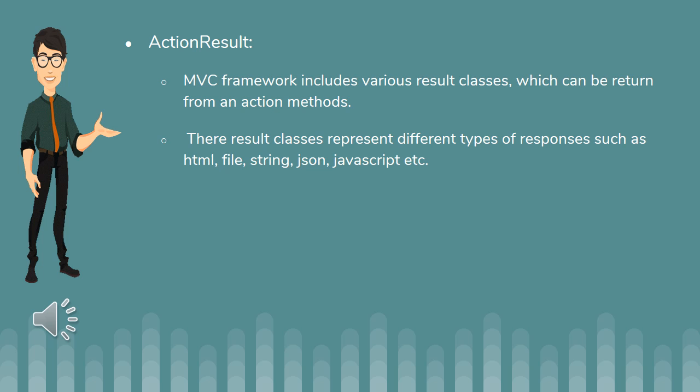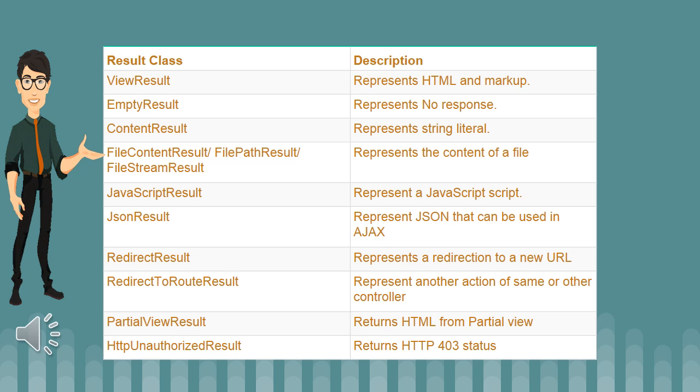The result classes represent different types of responses such as HTML, file, string, JSON, JavaScript, etc. The following table lists all the result classes available in ASP.NET MVC. Result class, description. ViewResult represents HTML and markup. EmptyResult represents no response. ContentResult represents a string literal. FileContentResult, FilePathResult, FileStreamResult represent the content of a file. JavaScriptResult represents a JavaScript script.